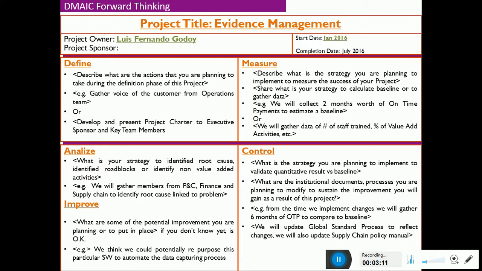And during the control, what is the strategy you are planning to implement to validate quantitative results versus a baseline? And what are the institutional documents and processes you're planning to modify to sustain the improvements you will gain as a result of this project? So for example, from the time we implement changes, we will gather 6 months of on-time payment data to compare to baseline. And we will update global standard processes to reflect changes. We will also update the supply chain policy manual.